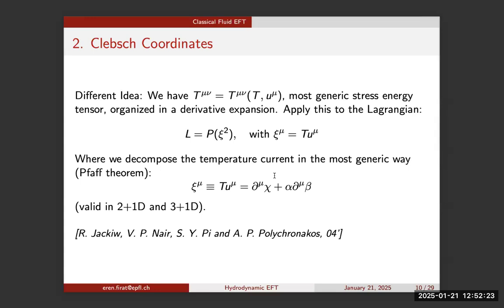So to do that, we decompose this vector in the most generic way, which, in 2+1 dimensions, would just be like that, with 3 real fields: 1 longitudinal and the rest, which you can interpret as the transverse part. So this is just the most generic way to decompose locally.